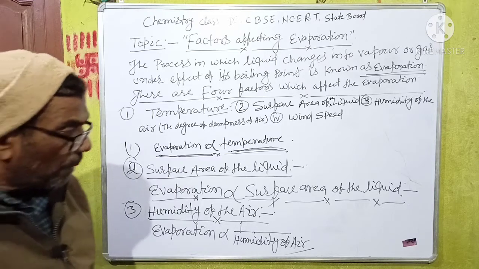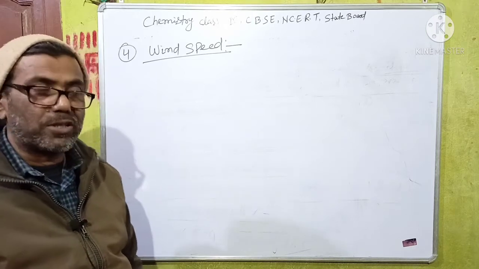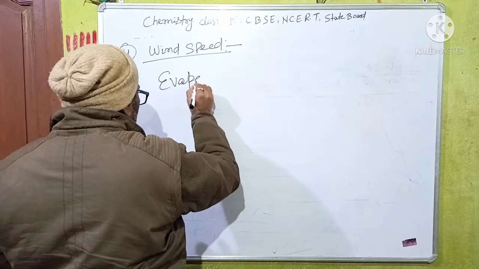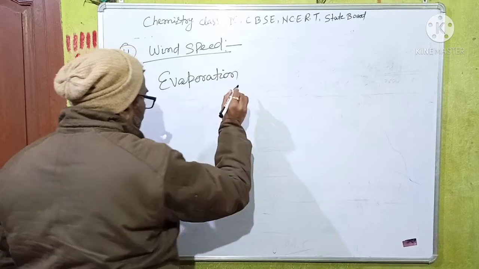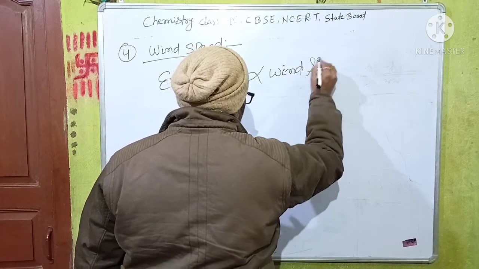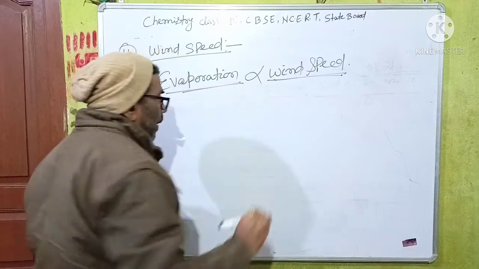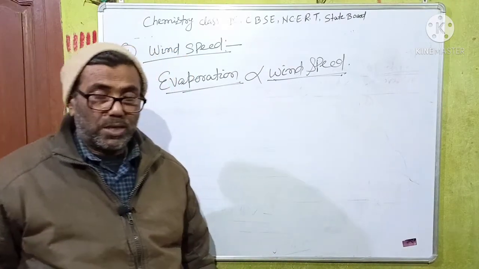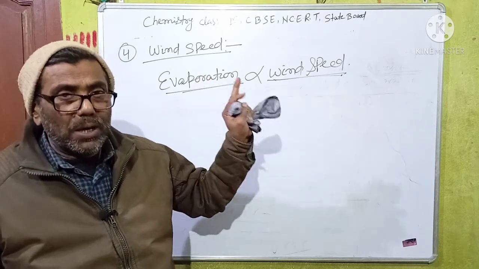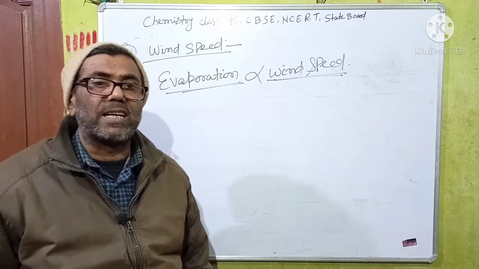Now the fourth factor is the wind speed, which also affects evaporation. Evaporation is directly proportional to the wind speed. It means when the speed of the wind is more, then evaporation occurs more, or the evaporation increases on the surface of the oceans, seas and rivers.